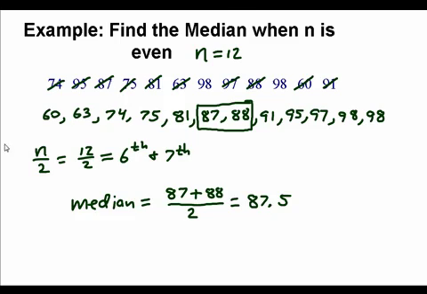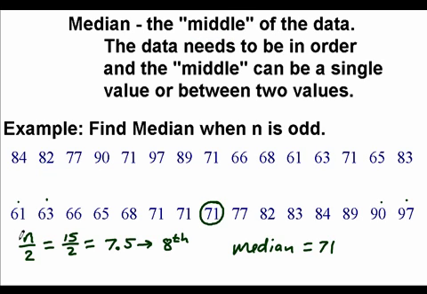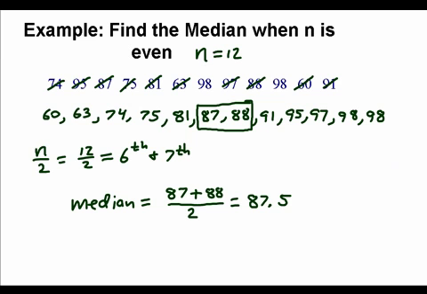Not too bad. So with an odd number of data points, you're going to divide by 2, it's going to come out with a decimal, and you're going to round it up and just pick one number. If you have an even number of data points, you're going to do the n divided by 2, it's going to come out a whole number, and you pick the next one also. You pick two numbers when it's even. All right.